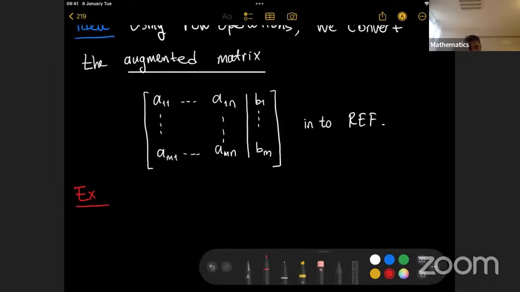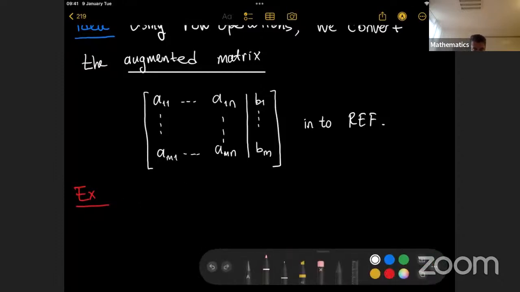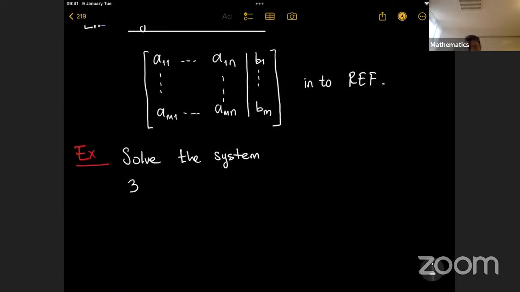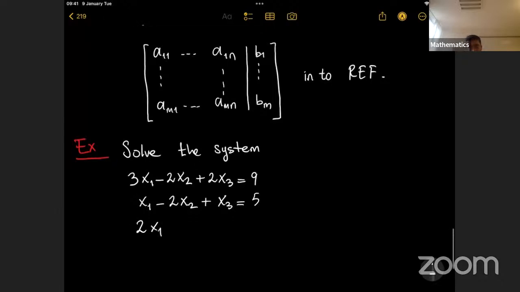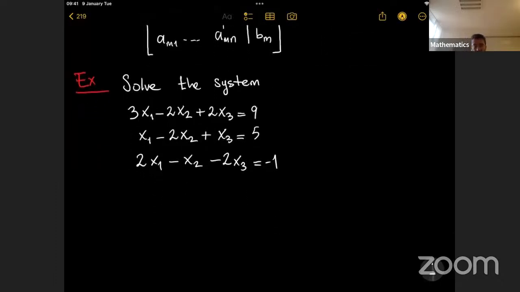So let's look at the system. Solve the system: 3x1 minus 2x2 plus 2x3 is equal to 9, x1 minus 2x2 plus x3 is equal to 5, 2x1 minus x2 minus 2x3 is equal to minus 1. We will solve it. So let's write the augmented matrix.